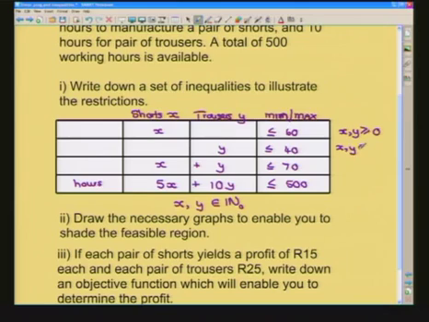X and Y elements of naturals. It's really up to you. That is effectively that, because you can't have a whole number that's negative, so it's fine. Right, so now we're ready to draw the necessary graph to enable me to sketch the feasible region.